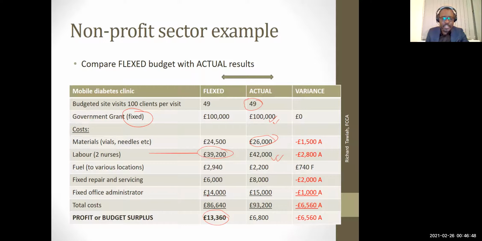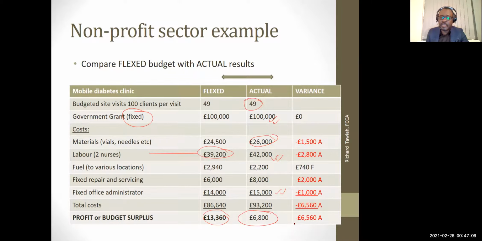Adverse. And then there was this office administrator's salary. We thought we'd give him 14,000. This guy came with high qualifications. We paid him 15,000, extra. We lost. At the end of the day, when we thought we were going to be making a profit of 13,360, we ended up making a surplus of 6,800.